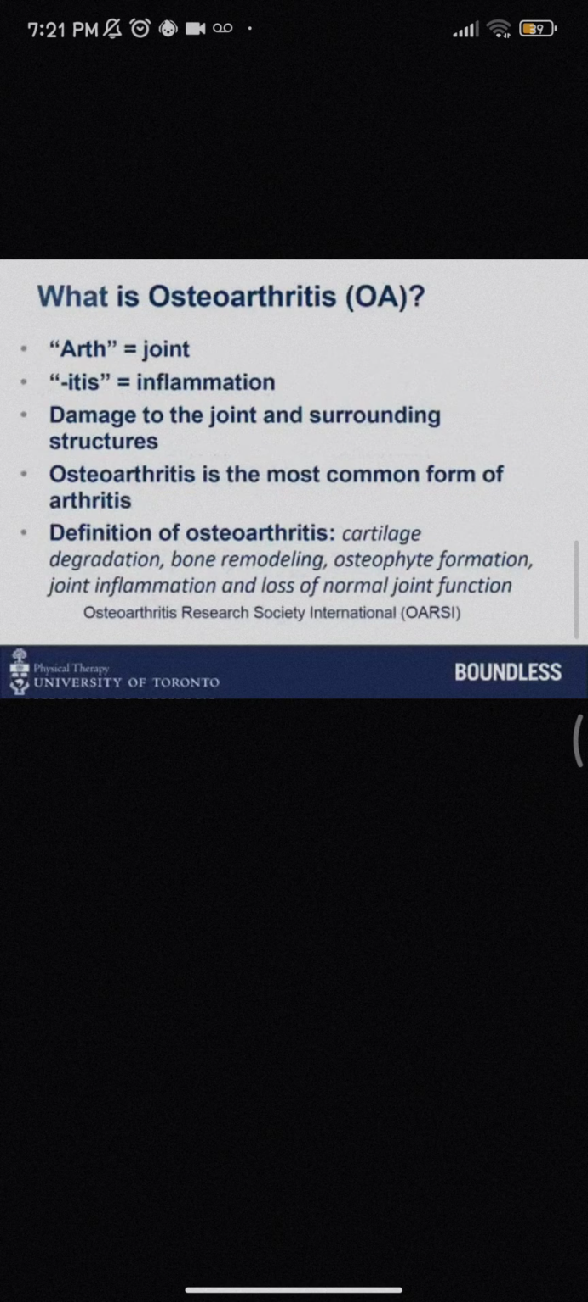There are many types of arthritis. For the purpose of this module, we will focus on osteoarthritis, the most common type. What is osteoarthritis? Looking at the Latin derivative of the word, osteo refers to bone, arth to joint, and itis to inflammation. Simply, osteoarthritis results in damage to the joints and surrounding tissues.